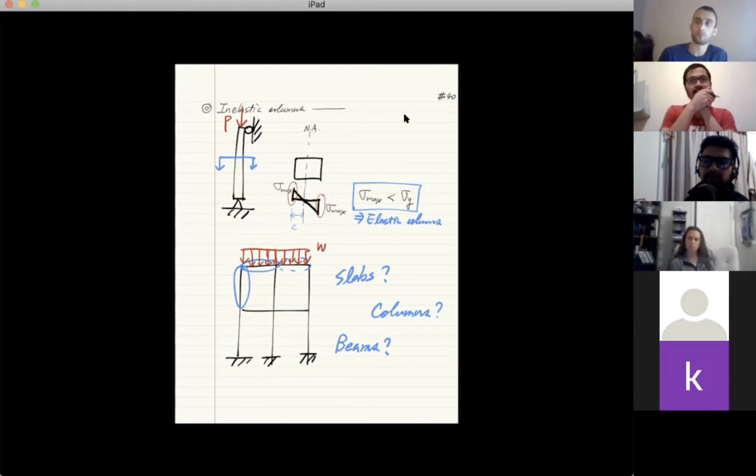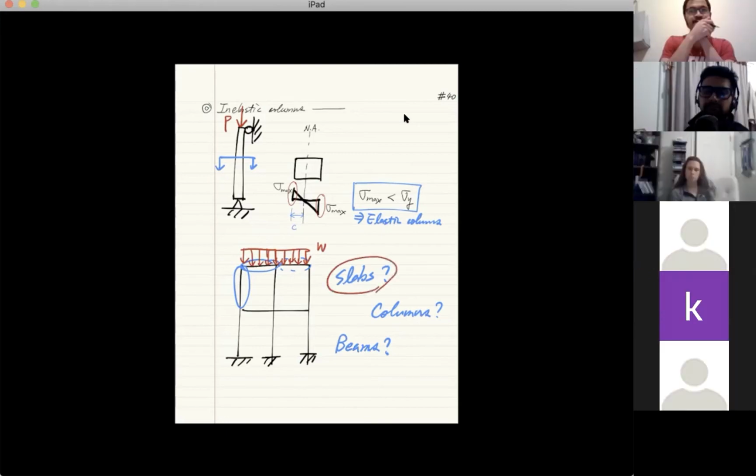Slab takes load, right? Slabs provide functionality. That's why you are in the house. Just look around. Where are you sitting? You are standing on a slab because slabs provide functionality. Nobody is standing on columns, right? I truly hope not. So slabs provide functionality.